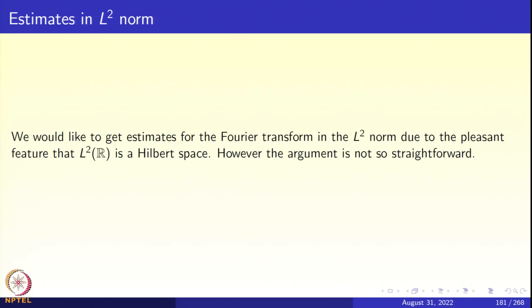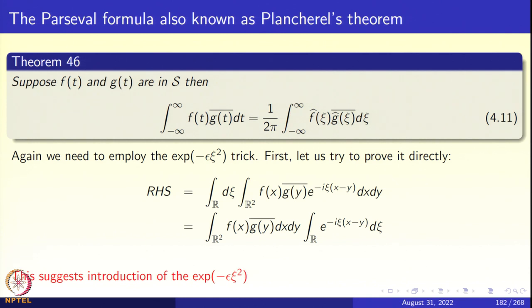Now we want to estimate the Fourier transform in L2 norm. We could take a function f in the Schwartz class and we want the estimate for the Fourier transform in L2 norm. Why do we want the estimate in L2 norm? Because of the pleasant feature that L2 of R is a Hilbert space, and so hopefully Hilbert space techniques can be brought into play. However, the argument is not so straightforward. We need a certain result known as Plancherel's theorem or Parseval's formula for the Fourier transform.